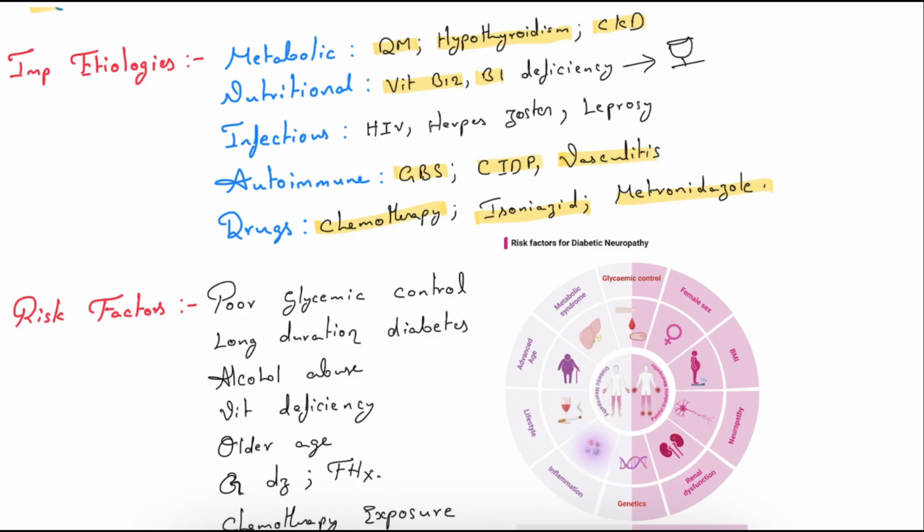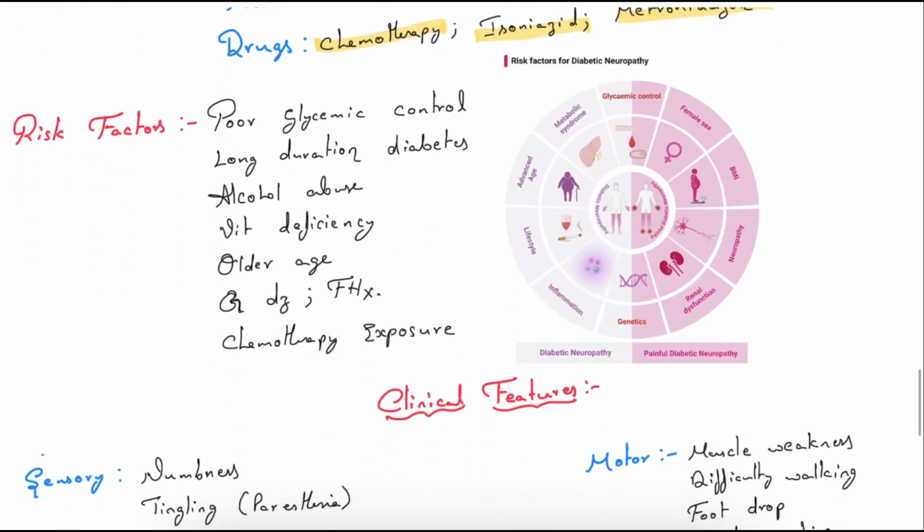Okay. Next, we can see some risk factors. We have to divide them into two different types of risk factors. One is diabetic neuropathy. Another one, painful diabetic neuropathy. So in diabetic neuropathy, we can see metabolic syndrome, advanced age, lifestyle, and inflammation. Okay, and some genetics and glycemic control. So these are the things we can see in diabetic neuropathy.